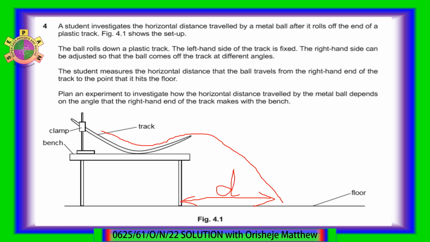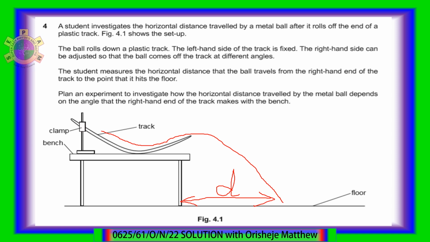Okay. Now, the ball rolled down the plastic track. The left-hand side of the track is fixed, so this side is fixed, while this side is flexible, you can adjust the angle. The student measures the horizontal distance that the ball travels from the right-hand side.